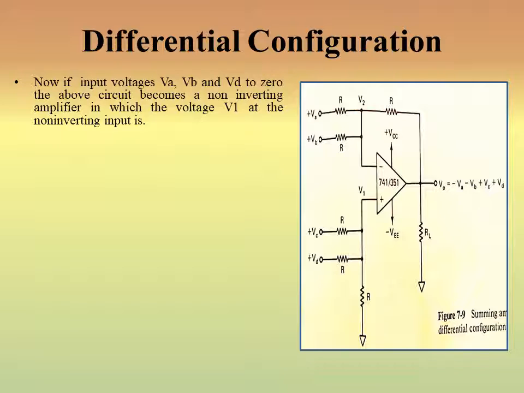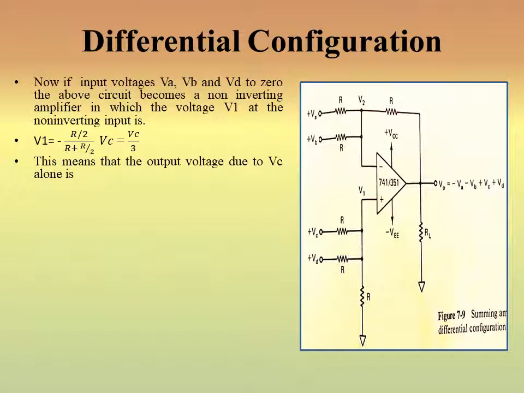Now if input voltages VA, VB and VD are kept 0, the above circuit becomes a non-inverting amplifier in which voltage V1 is at the non-inverting input and its value is simply, as we have just calculated using superposition theorem, V1 is equal to R by 2 upon R plus R by 2 into VC, and on simplifying we get VC upon 3.